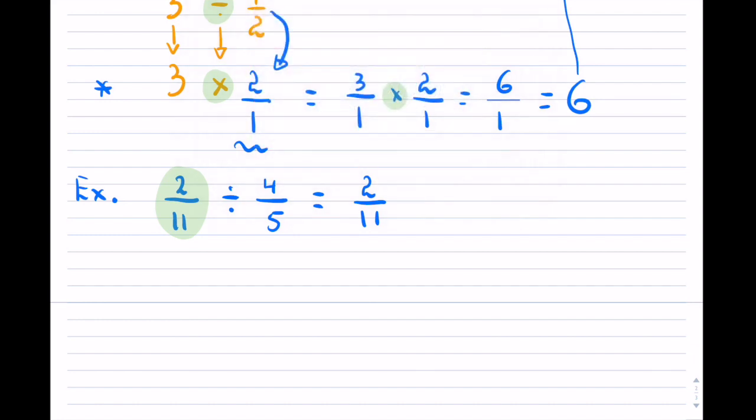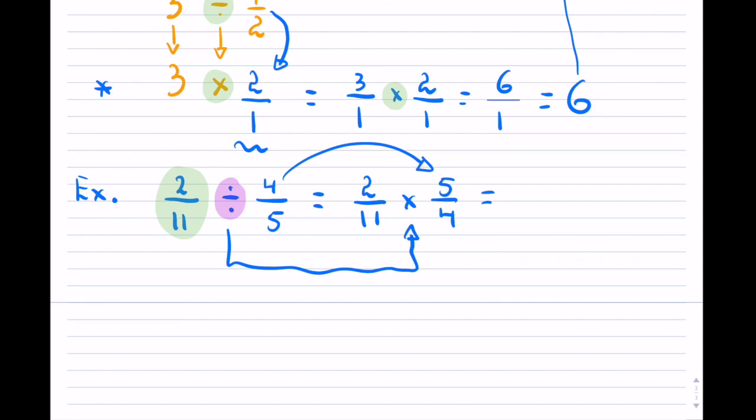Then we take the division and change it to multiplication, and we have to take the reciprocal, and that is 5 over 4. And now we can go ahead and multiply. So 2 times 5 is 10, all over 11 times 4 is 44. And now, yes, we may have to reduce this, and I can reduce this because 2 goes into 10 5 times, and 2 goes into 44 22 times, and that will be 5 over 22.